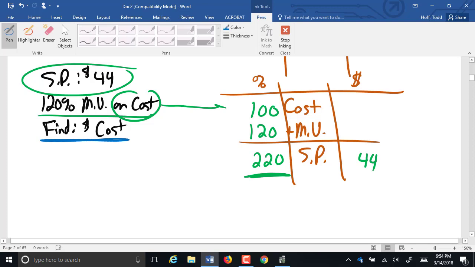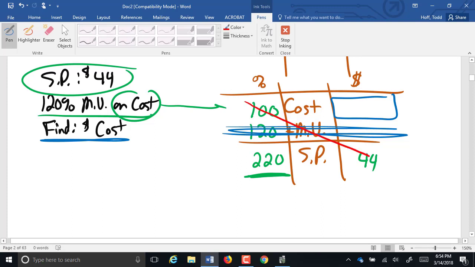We're looking for the dollar cost up here. So it's the middle row we can ignore. So what do we multiply? 100 times 44 is 4,400. Divided by 220 is $20 cost. Yep, there'll be more. Remember, it's always cost plus markup equals selling price down both columns. We'll get there.